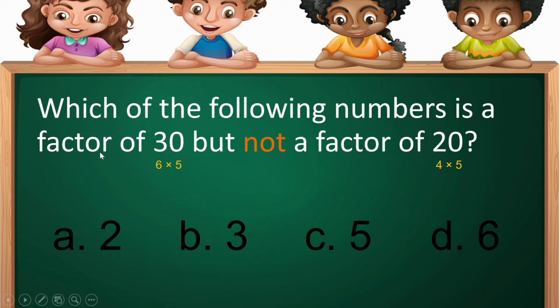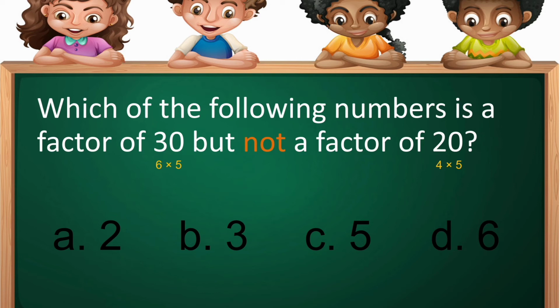The factors of 30 include 6 and 5. The factors of 20 include 4 and 5. Now, which factor of 30 cannot be found in the factors of 20? The factor of 30 but not a factor of 20.